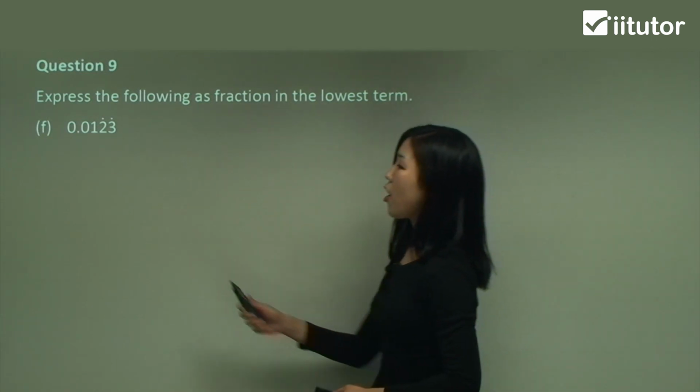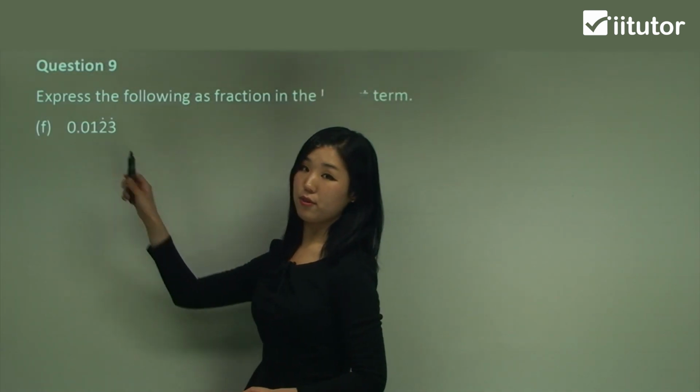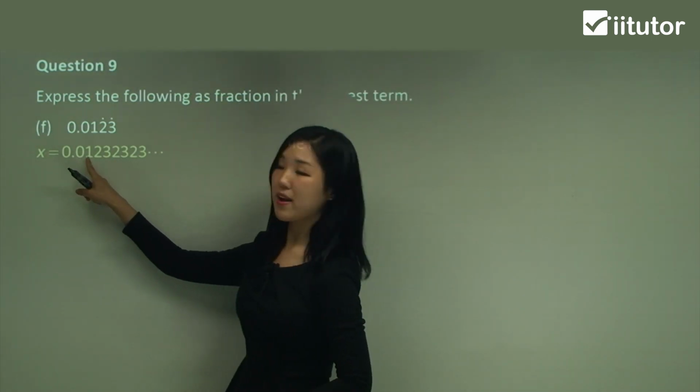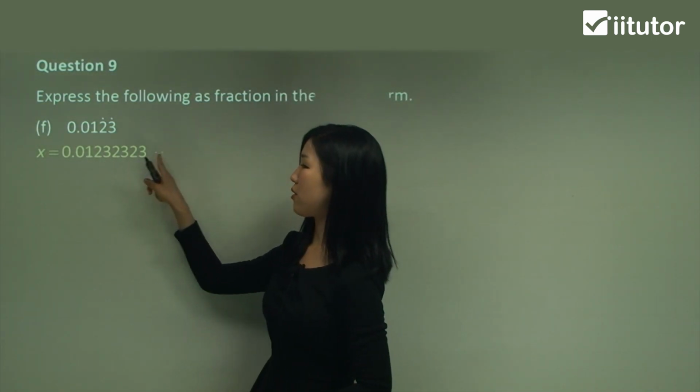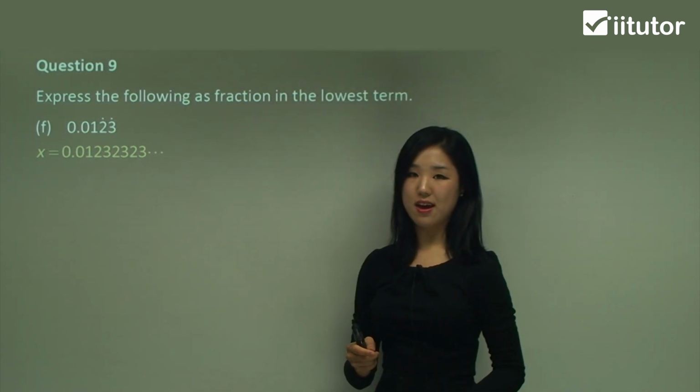Okay, this time, only the 2 and 3 are recurring, right? Not the 1, don't get confused, alright? So it's just going to look like that. So we have 0.01 as it is, and 232323 is recurring. So that's x. What should we multiply this time?